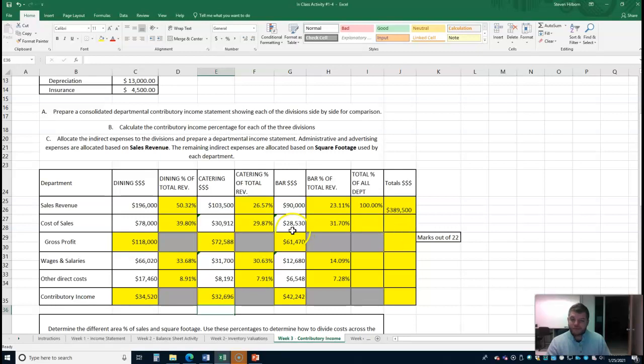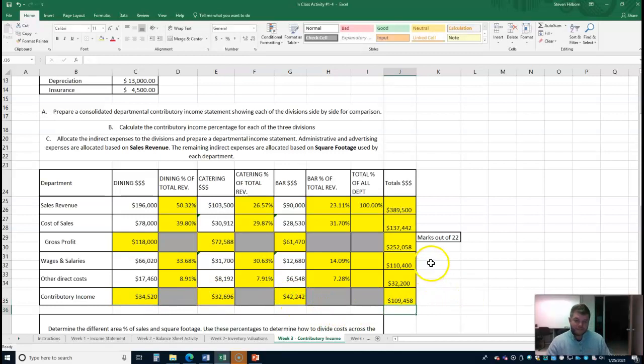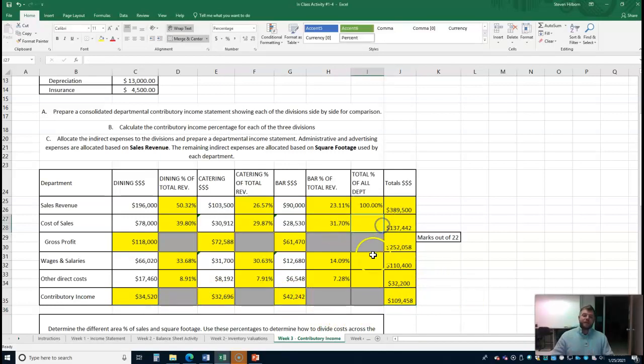So as we're looking at this as well, now we also want to look at our total amount. So we're going to look at all of our cost of sales for the entire property, all of our gross profit for the entire property, all of our wages and salary for the entire property, as well as all of our other direct costs and contributory income. Okay, so now we're looking at here. The only thing that we need to do is fill out a couple of these right here.